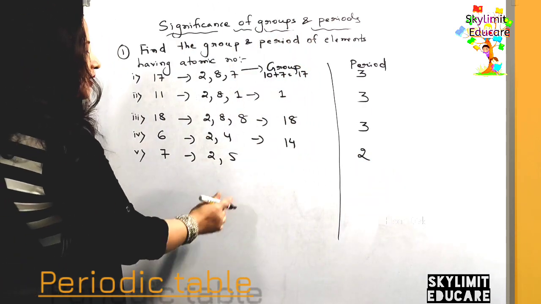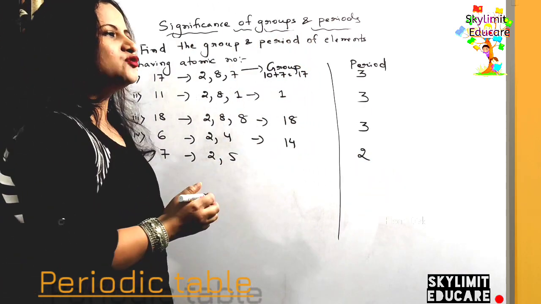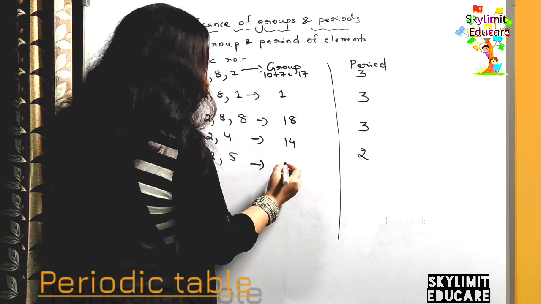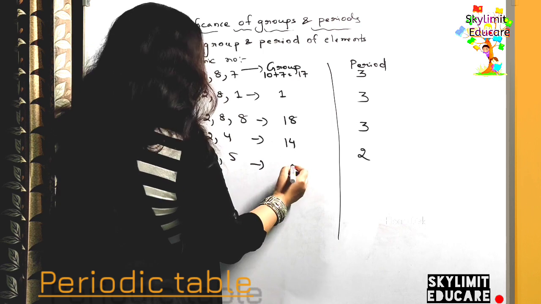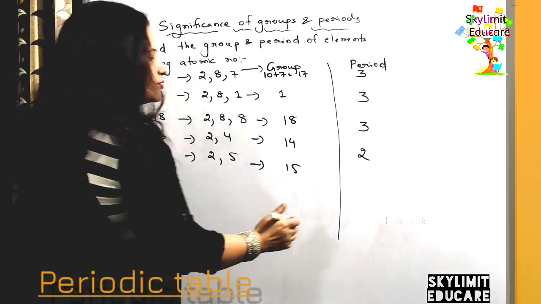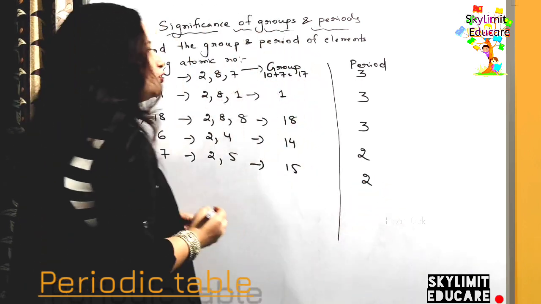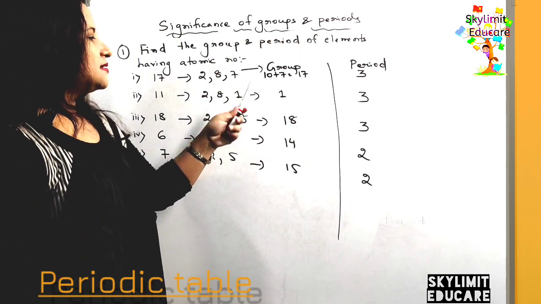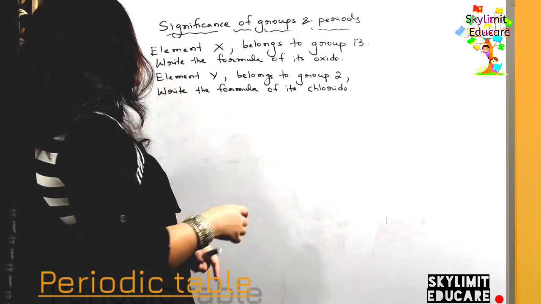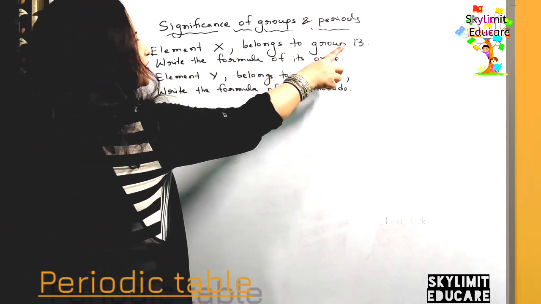Likewise here, the number of valence electrons is 5. So add 10 to 5: 10 plus 5 is 15. It belongs to group 15. Clear? 15 is the nitrogen family, you know. The number of shells is 2, so what is the period number? 2. This way you can answer these questions. Now students, let's take up 2 more questions. Like you can see here, element X belongs to group 13.